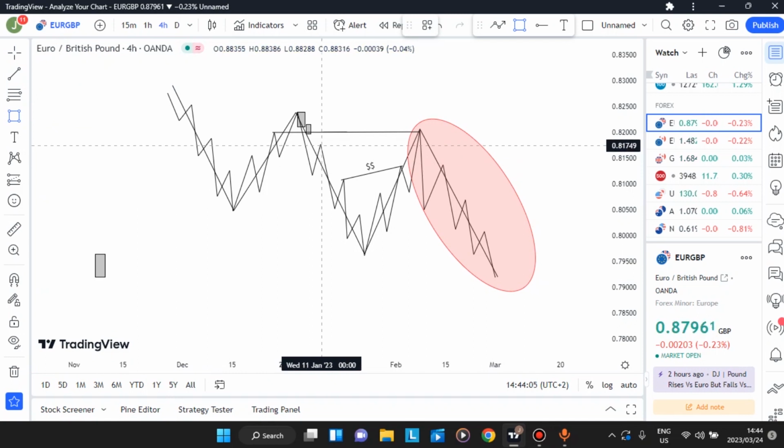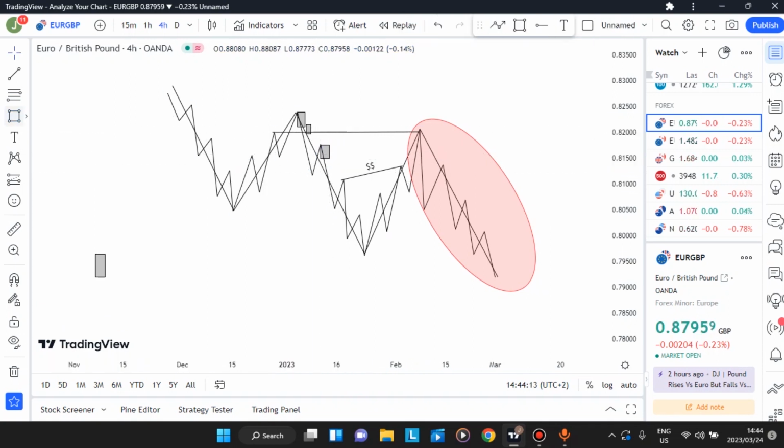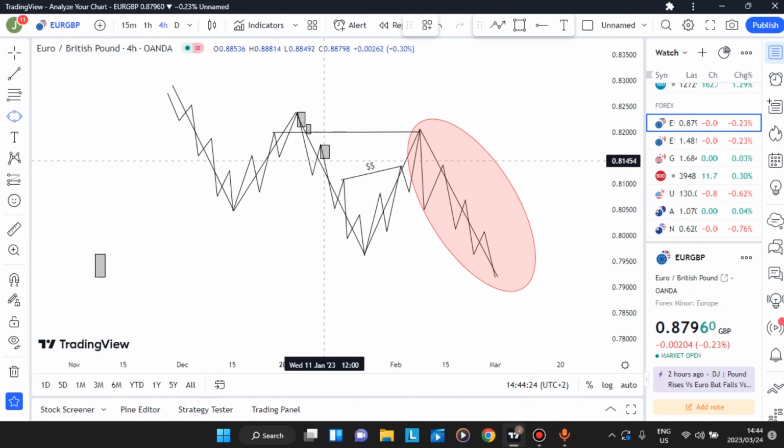Let's say we have an order block here. The order block is unmitigated. And then here we also have, let's say from this point here, we have some sort of imbalance.